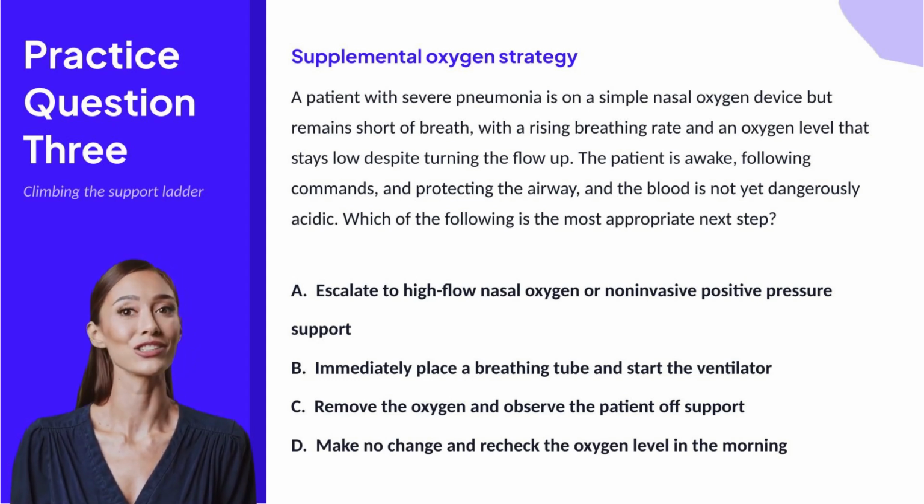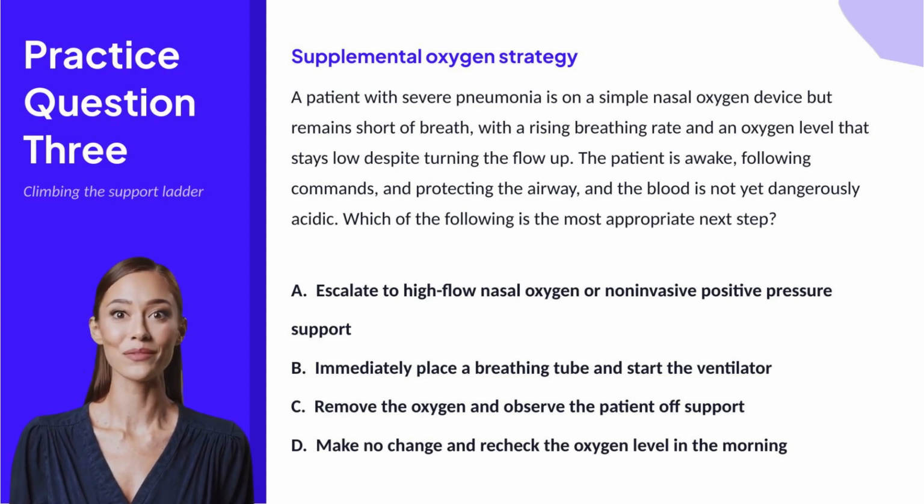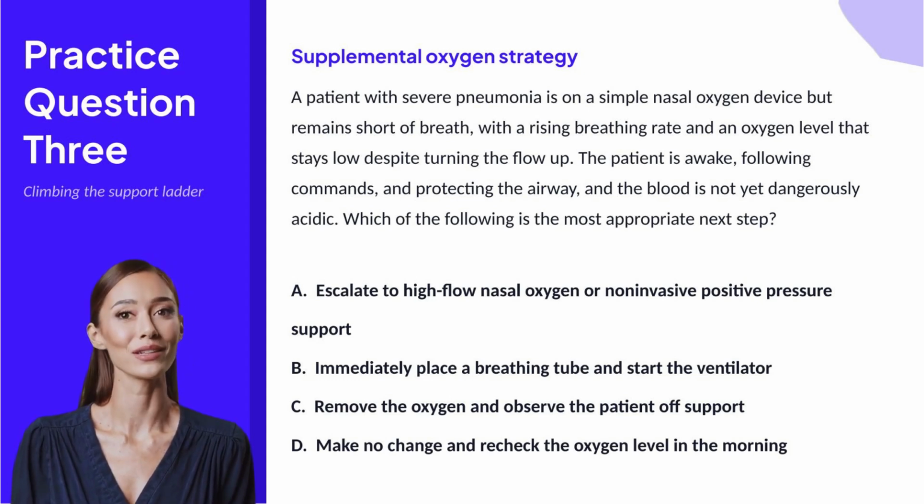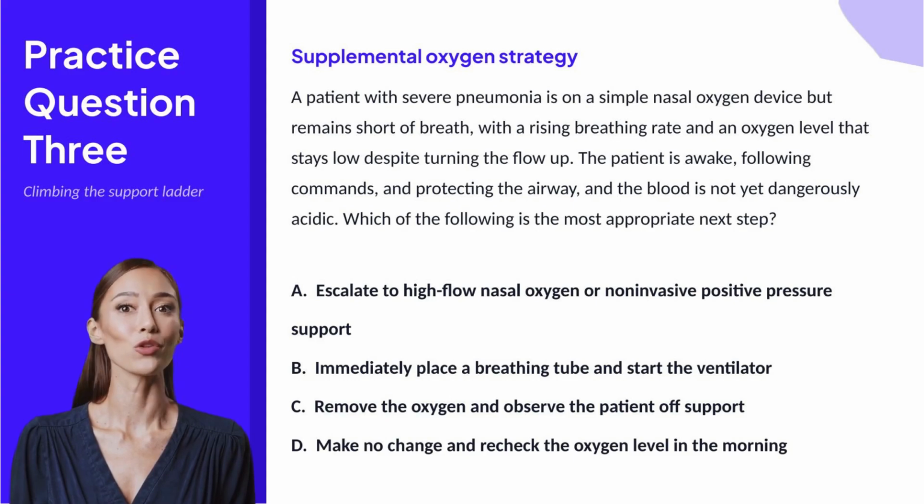The question asks for the most appropriate next step. Your choices are: escalate to high-flow nasal oxygen or non-invasive positive pressure support, immediately place a breathing tube and start the ventilator, remove the oxygen and observe off support, or make no change and recheck the oxygen level in the morning. Predict your next rung and let us walk through it.